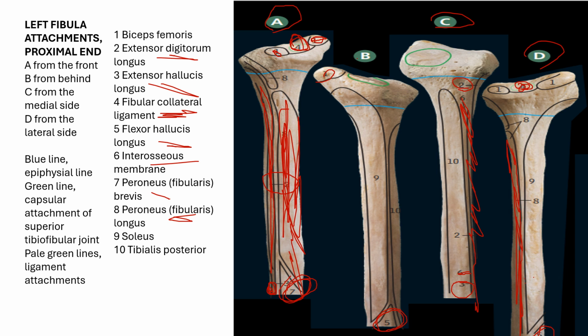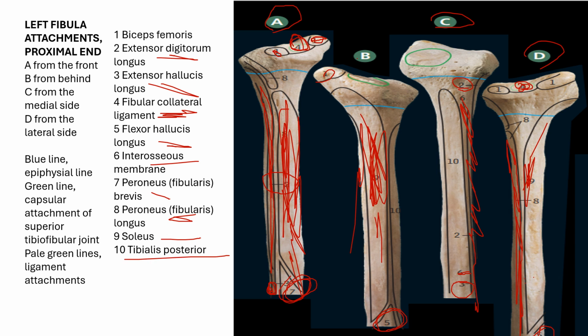The ninth one is the soleus. Soleus we can see only on the posterior surfaces, slightly on the lateral surfaces, but mainly on the posterior surfaces. So the soleus muscle originates from the head and the posterior surface of the fibula and inserts at the posterior surface of the calcaneus bone, supplied by the tibial nerve.